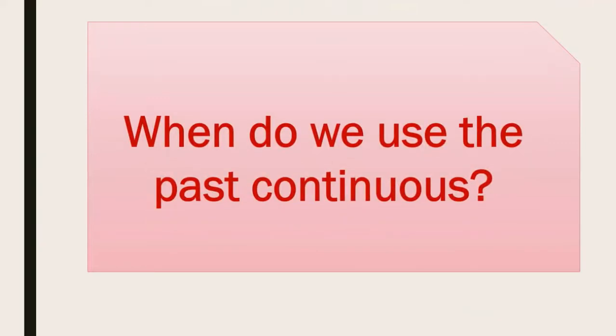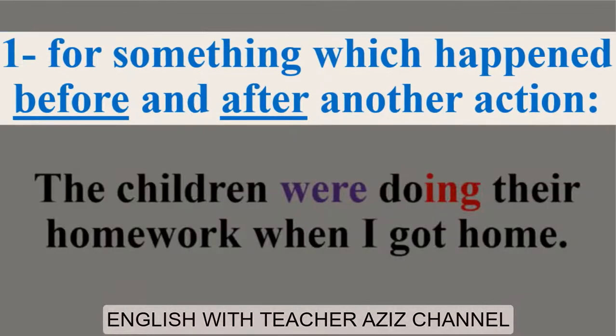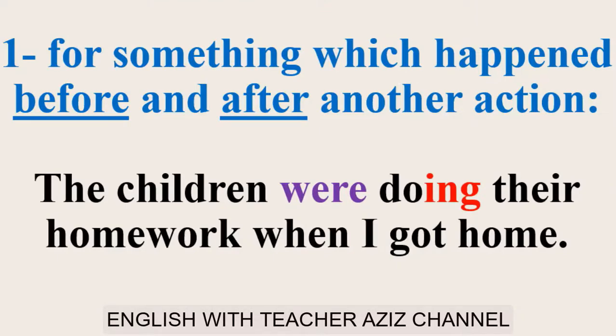When do we use the past continuous? We use the past continuous to talk about something which happened before and after another action. For example, the children were doing their homework when I got home.